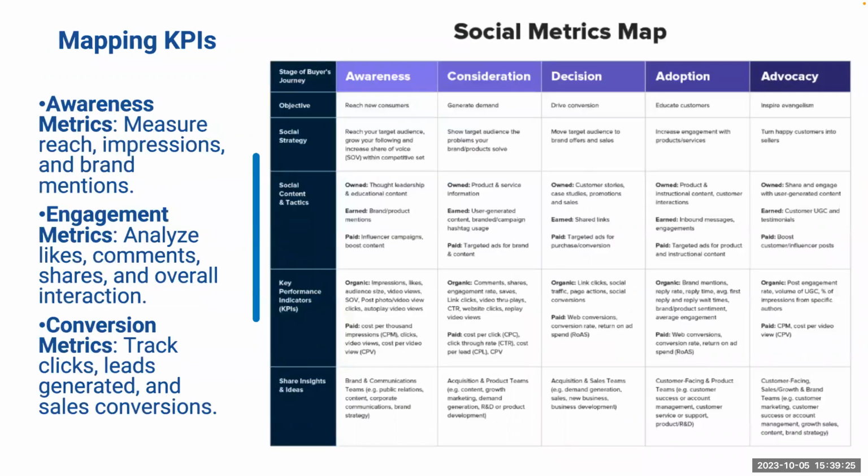Okay, so now we have mapping your KPIs. There is what we call a social metrics map, right? Based on your buyer's journey or your audience's journey, there are different metrics that will tell you how your campaign did throughout this process. So for awareness metrics, you measure reach, impressions, and brand mentions. That means how is your audience becoming aware of your messaging?